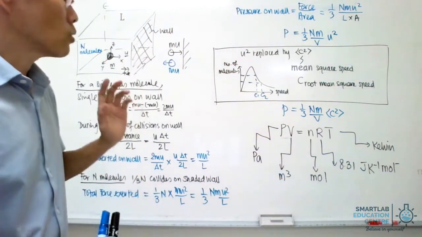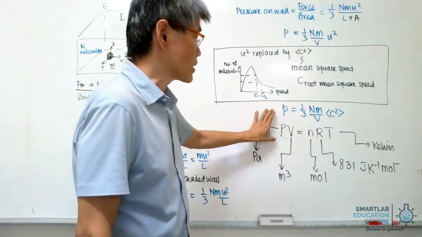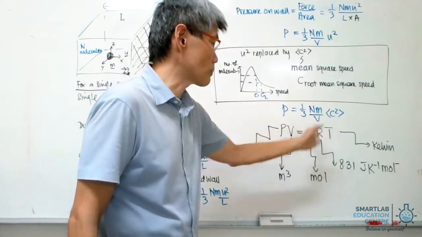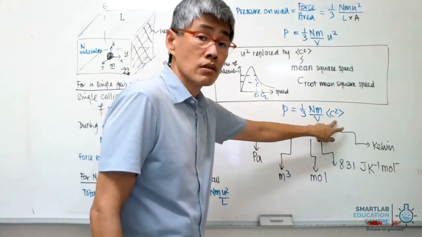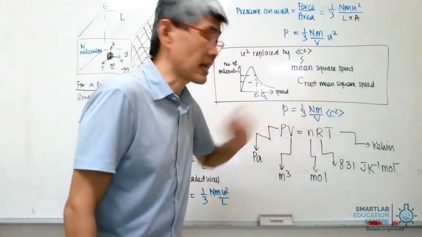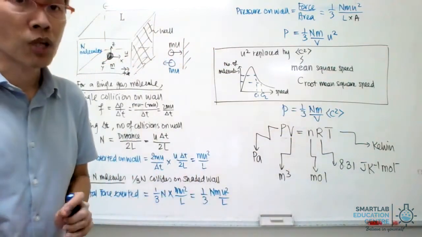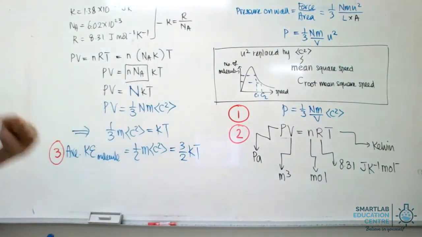So the difference between these two formulae is that one is relating PV to temperature, and the other one is relating PV to speed and the mass of an individual gas molecule, where N is the number of gas molecules. With these two formulae, let's derive the third one.